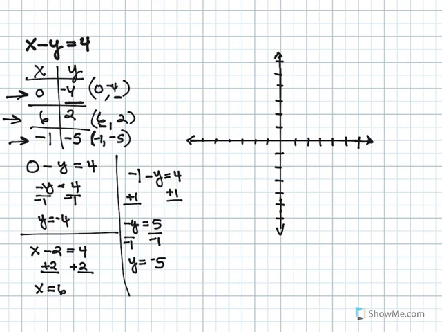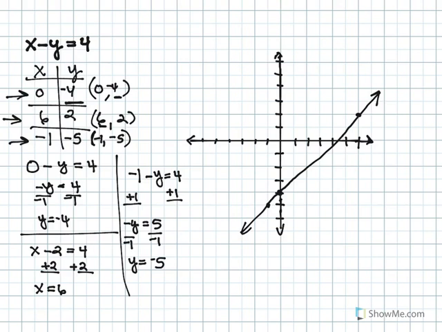So what we do is we go to the graph, and we're going to plot these points. So 0, -4; 6, comma 2, go over where x is 6, 1, 2, 3, 4, 5, 6, up 2; and then -1, -5. So x is -1, y is -5. And then we graph our line. And you just do it as straight as you can. Use a straight edge if you can.